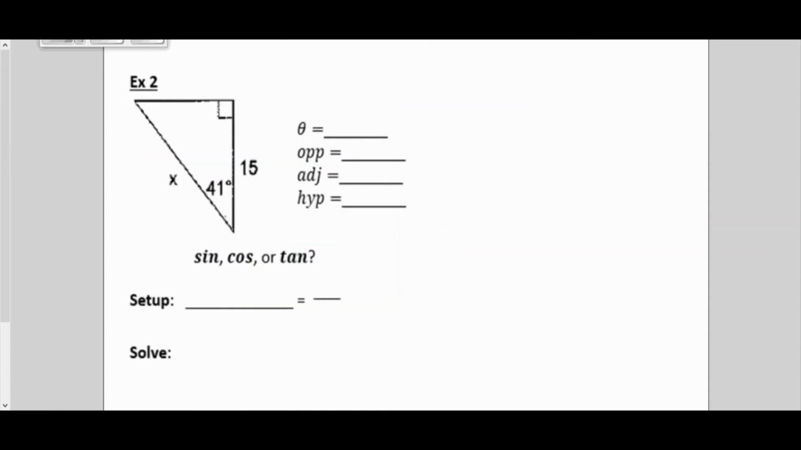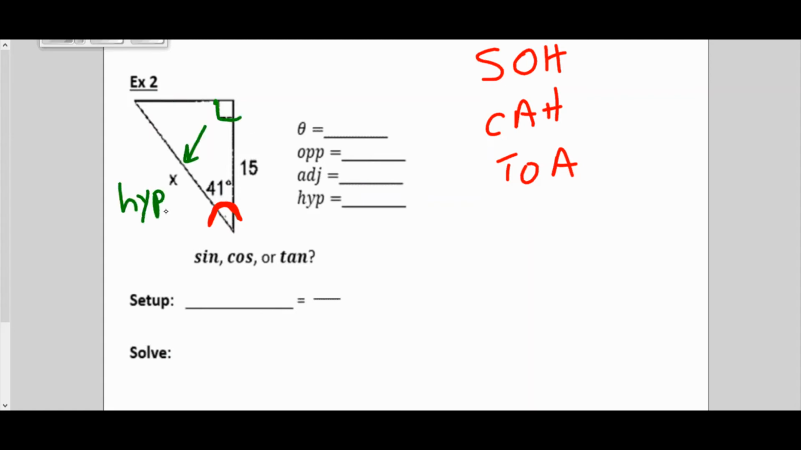Example 2. We're going to start it the same way we did example 1. So let's go ahead and write SOHCAHTOA, just so that we have it. And then I'm going to start with my reference angle. So here my reference angle is 41 degrees. And then label your triangle. So here's my right angle. This is the hypotenuse, because it's across from the right angle symbol.